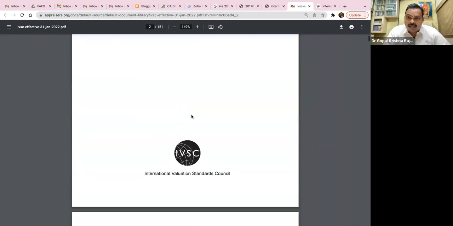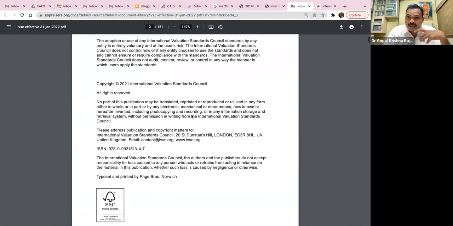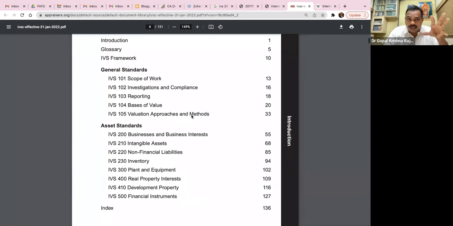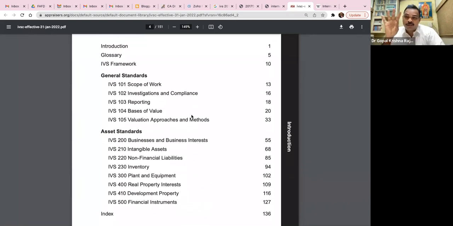If you look at this, the entire standard is divided into 4 parts. Like you have an x-axis and y-axis giving 4 quadrants, here also there are 4 dimensions. Glossary, you can't miss this glossary.